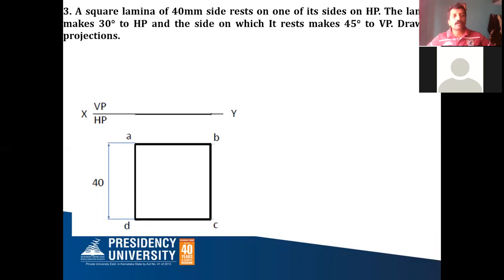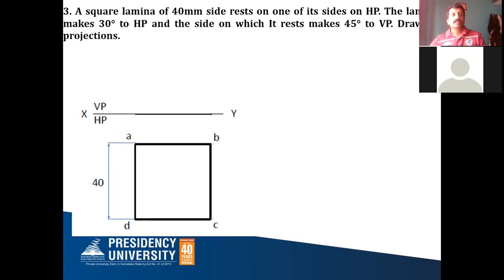The square lamina of 40 millimeters side rests on one of its sides on HP. The lamina makes 30 degree with HP and the side on which it rests makes 45 degree to VP. Draw its projections as given.